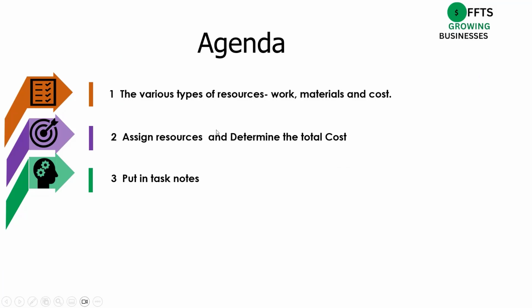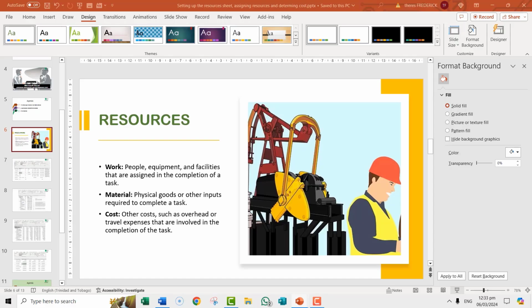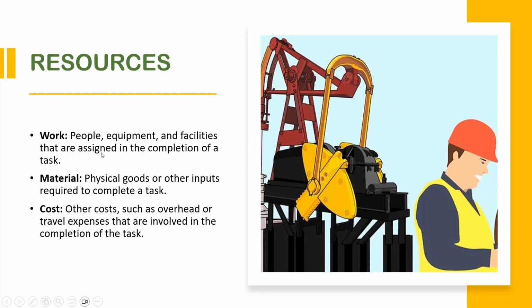We're going to be looking at the various types of resources, both material and cost. We are going to assign resources and determine the total cost, and we're going to put in task notes. So let's talk a little bit about resources. There are three main types of resources in MS Project. There's work, which is people, equipment, and facilities that are assigned in the completion of a task.